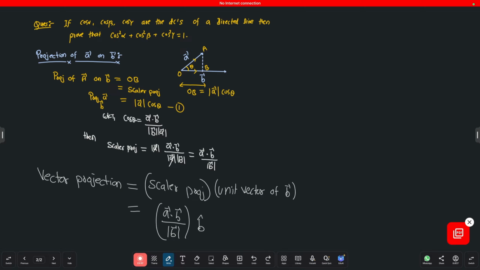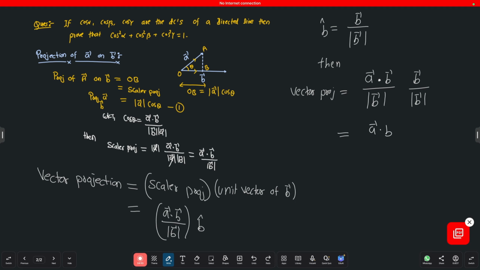Do you know what B cap means? B cap means vector B upon mod B. So if I put this value here, vector projection will be A vector dot B vector upon magnitude B, times B vector upon magnitude B, so magnitude B squared in the denominator. You have to remember two forms, one is this and one is this.